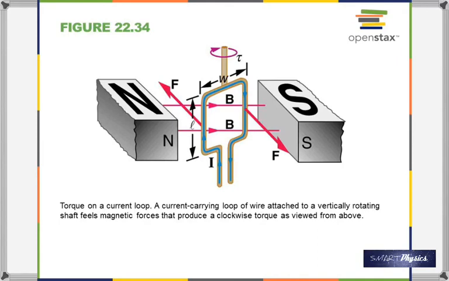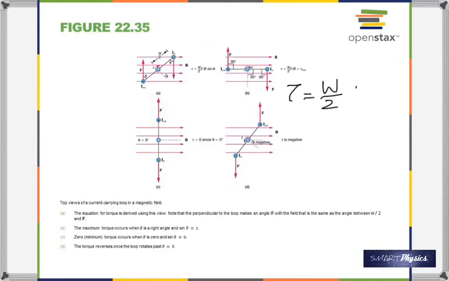I've written it. You get the formula. Half of the width, ILB sine theta. When you see this, don't go crazy. What's that? Yeah, tau. That's a tau in Greek. Stands for torque. So that's equal to half the width times ILB sine theta.